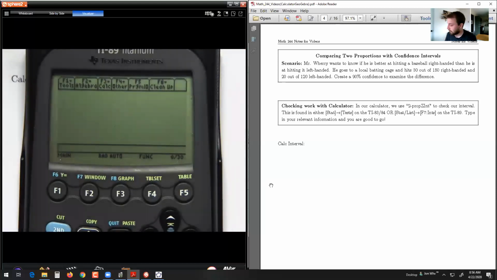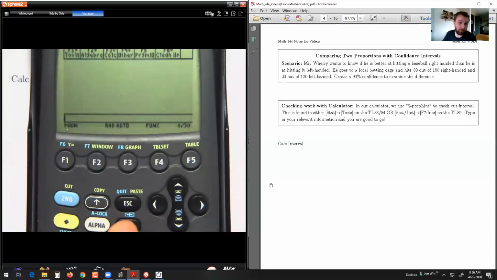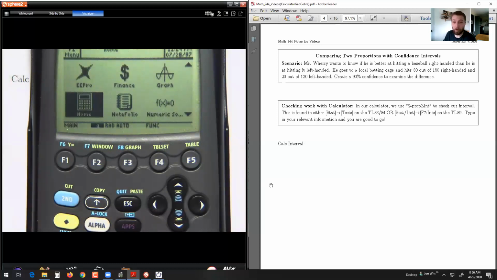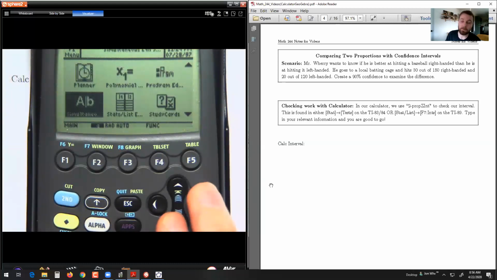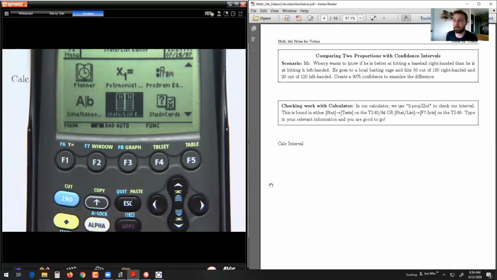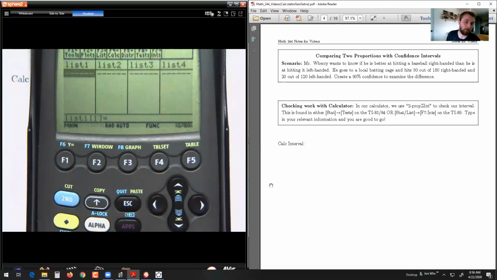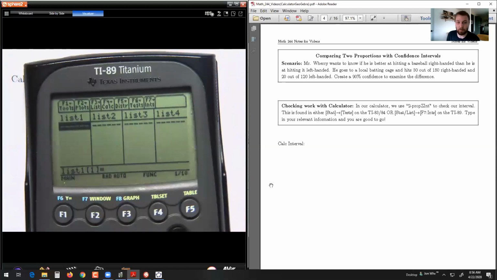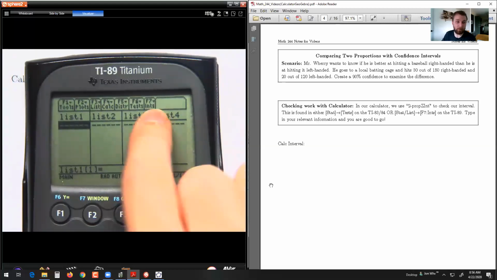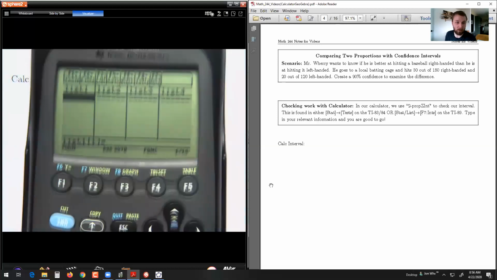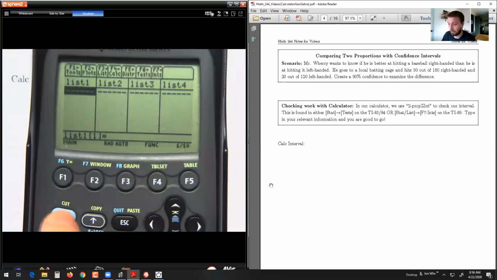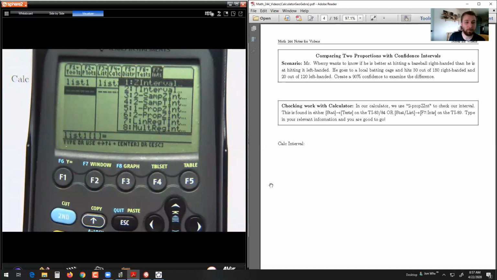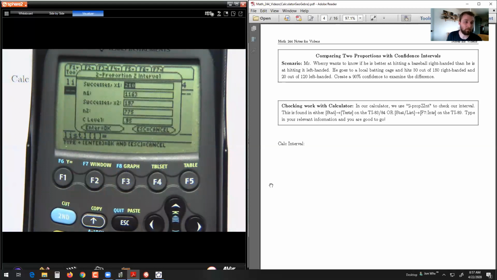I'm going inside of StatList editor, so I'm going apps. I'm always going in StatList editor when I'm doing a confidence interval or a hypothesis test using a TI-89. And I'm doing an interval, so I'm choosing F7 up here at the top. So I'm going to hit my blue F7 to go up there. And I'm looking at two proportions that I'm comparing. I'm using z-scores and I'm doing an interval, so this is a two proportion z interval.